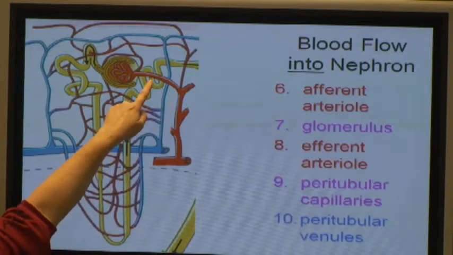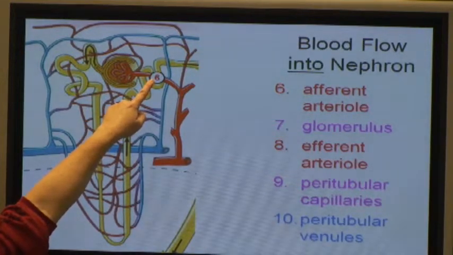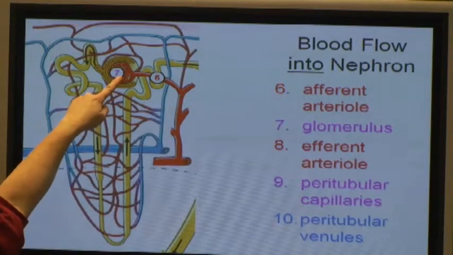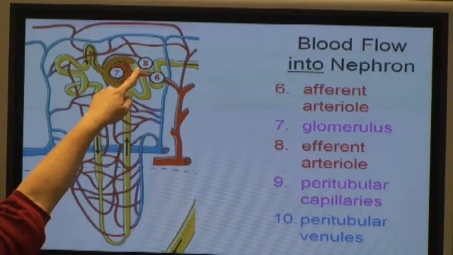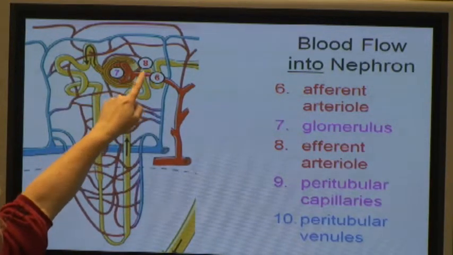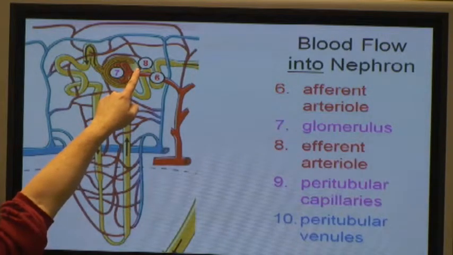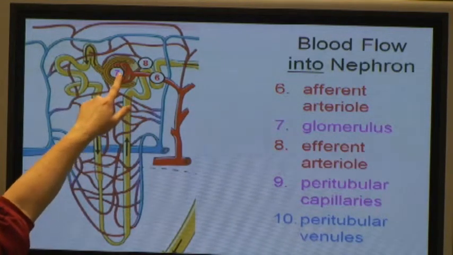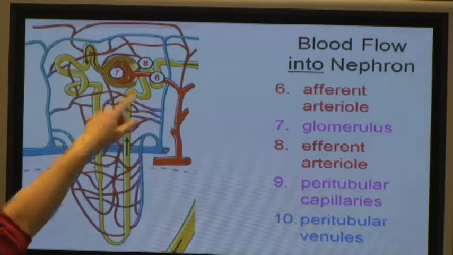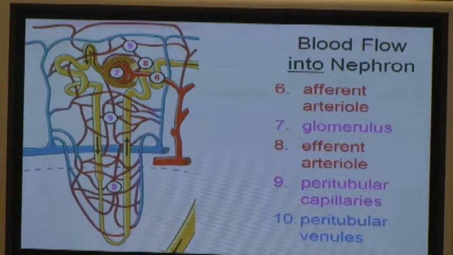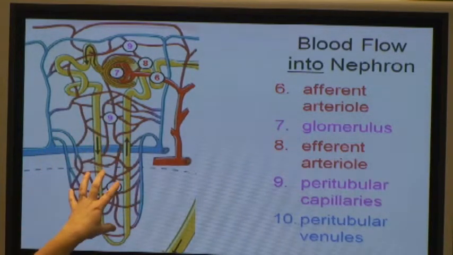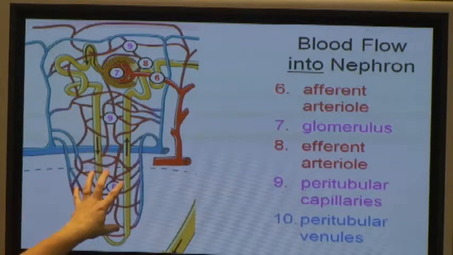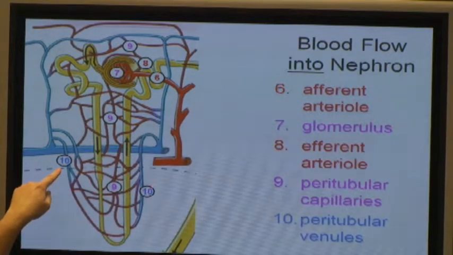All right. Okay. This is the afferent arteriole. Afferent, going into. That's the glomerulus. The blood comes out of the glomerulus via the efferent arteriole. And notice that the afferent is bigger than the efferent, because it increases the pressure. We'll talk about it later. From the efferent arteriole, it goes into these peritubular capillaries. Basically, these capillaries are surrounding the tubules of the nephron. From the peritubular capillaries, it goes into the peritubular venules.